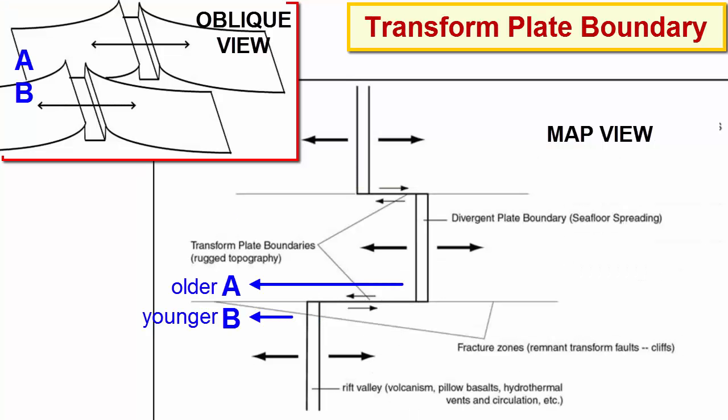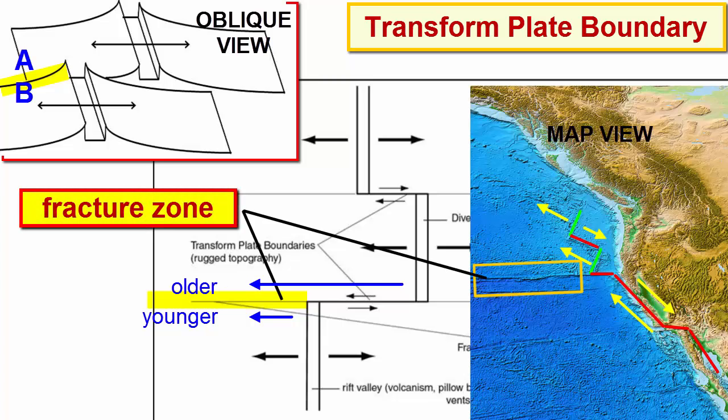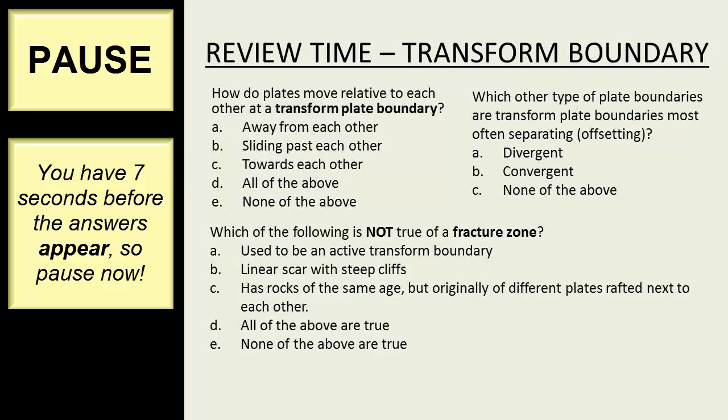Rocks at point A and B formed at different locations, but are now found alongside each other, so they will look very different. They will have different thicknesses of sediment. The younger one will be higher in elevation, there will be a cliff between them, and that cliff marks a line that runs outward from the active transform faults and creates a spectacular scar. We call this old scar a fracture zone. Occasionally there are small amounts of residual transform motion along these zones, but mostly they are now part of the ragged edges of a single plate. Pause now.